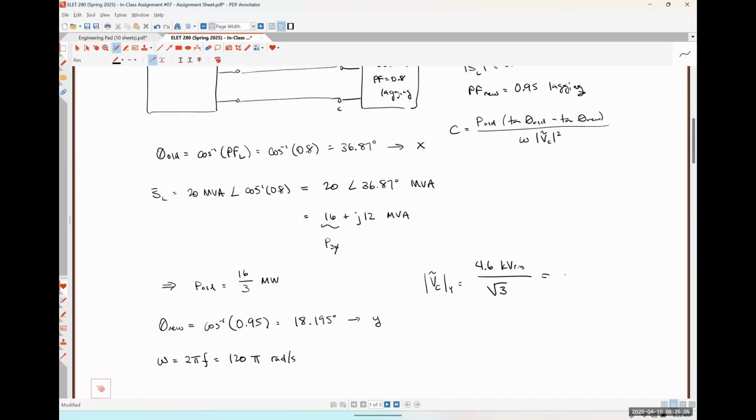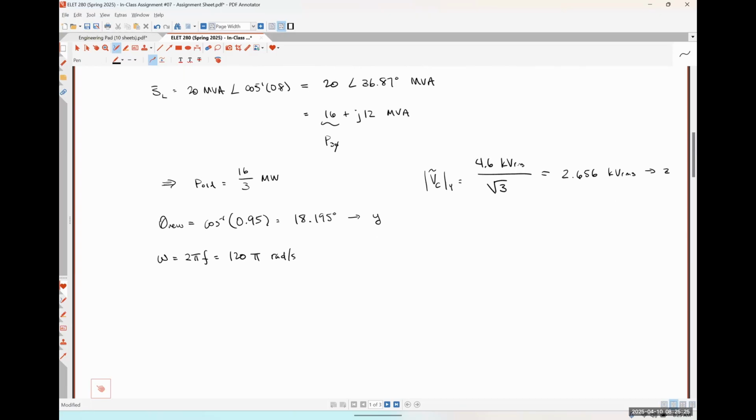Which I get to be 2.656 kilovolts RMS. I'm going to store that as Z just to make my life slightly better. And the magnitude of VC for delta is just going to be the 4.6 kilovolts RMS because we already have a line-to-line voltage given to us. So I don't need to do any work for that. Okay.